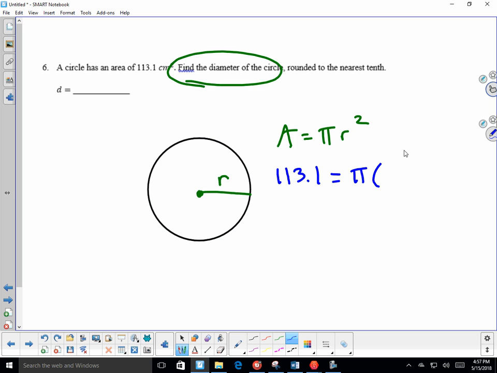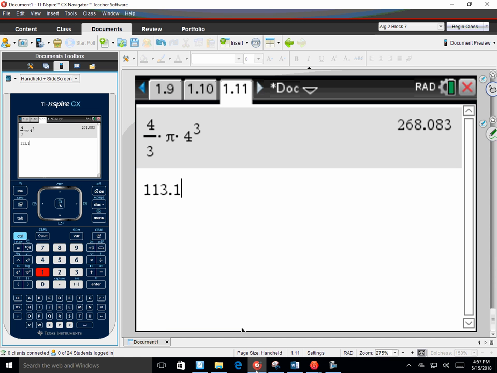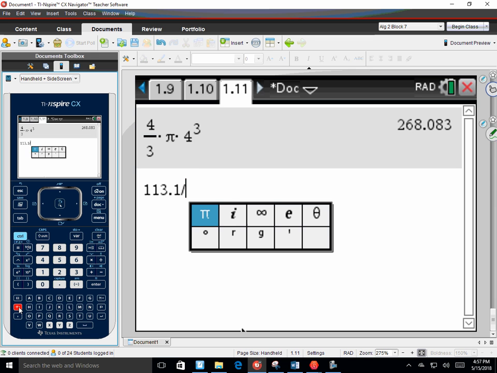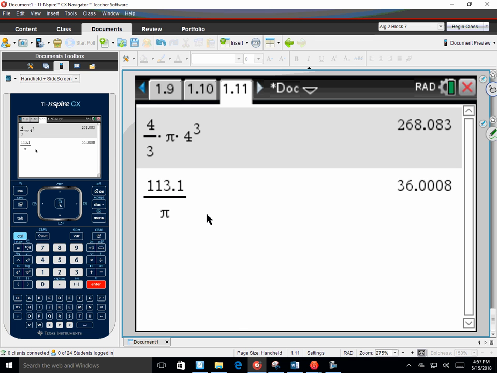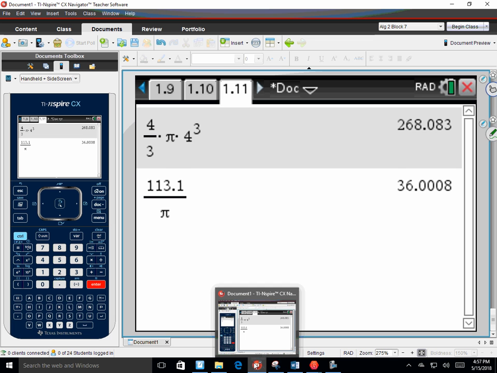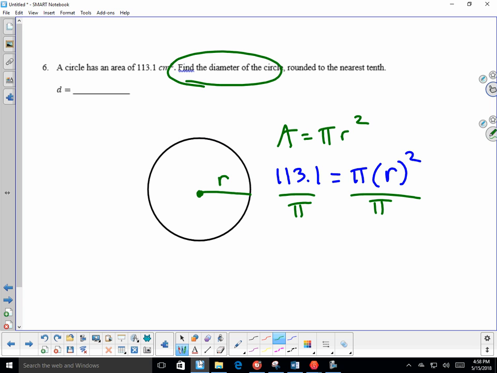In this case, we don't know the radius, so we're going to leave the r squared, but I need to solve for r. I would start by dividing both sides by pi. So 113.1 divided by pi, pushing my pi button, I get 36, looks like 36.0008, so really close to that. And so if 36 is equal to r squared, that means that if I take the square root, I get r is equal to 6.